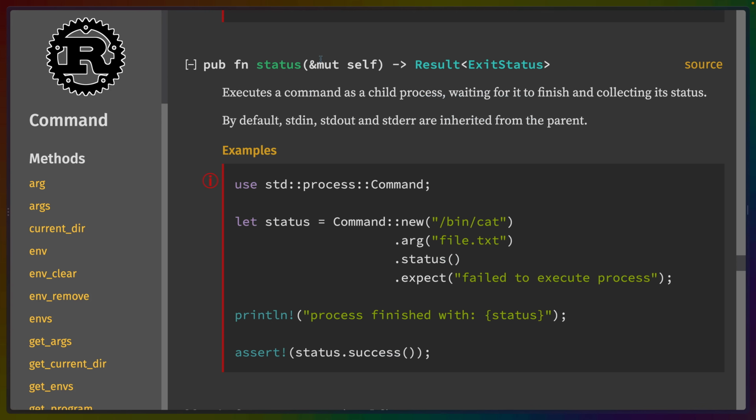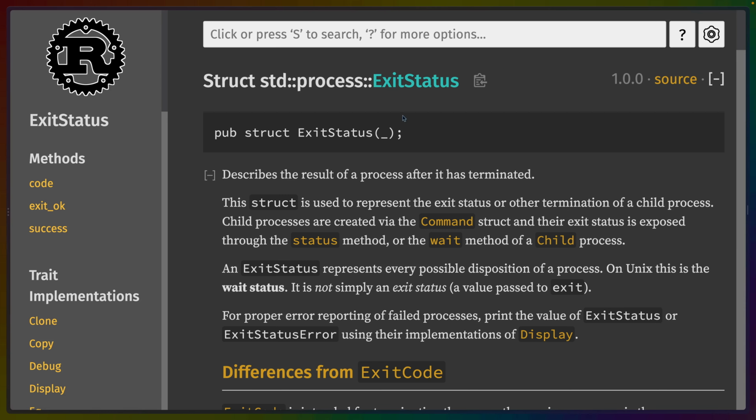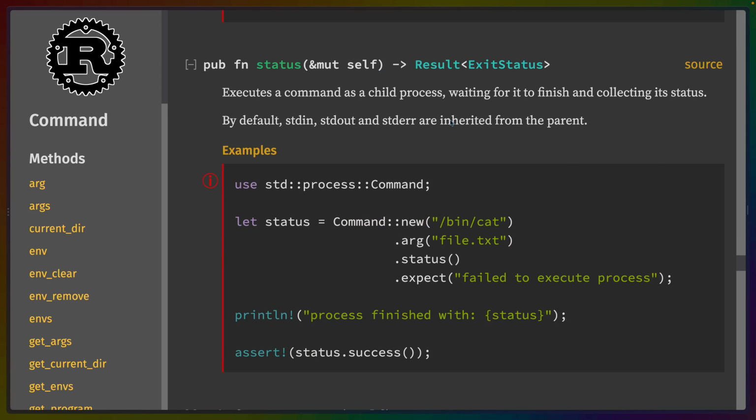Here's another one called status, where it takes a mutable reference to self, so a mutable reference to the command that we're building up, which is the same thing that .arg returns. So we've got a new command, we get the mutable reference from arg, we hit status, which is the finalizer, and then we get a result exit status. So it's either going to give us the exit status if it was successful, or it's going to error out, in which case here we're using expect, which will panic. But we could also use the question mark to handle it or whatever.